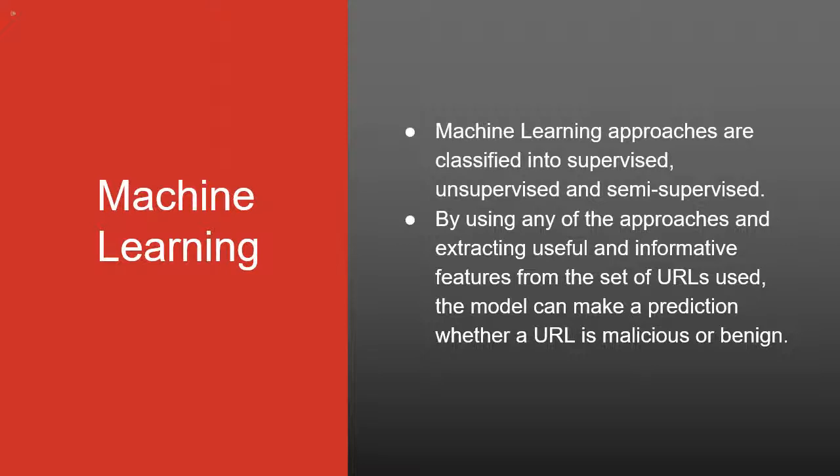Now there are several different types of machine learning algorithms. There's supervised machine learning, unsupervised machine learning, and semi-supervised machine learning. Here we're going to be using supervised machine learning. So we're going to be feeding inputs along with some labels saying whether a URL is good or bad. And based on the information that it collects, the machine is going to make a prediction whether the URL is malicious or it is benign.